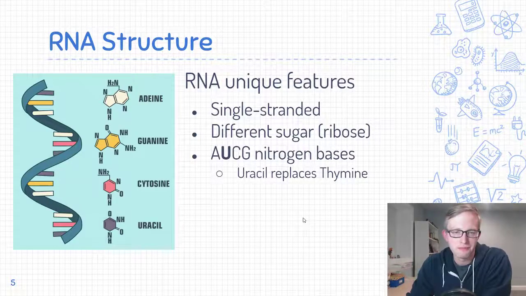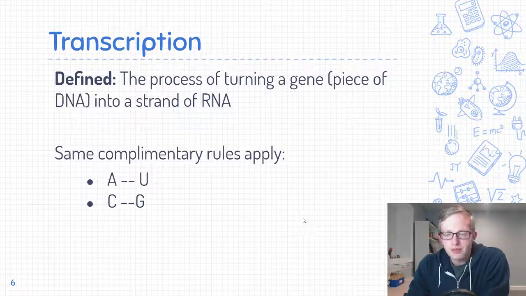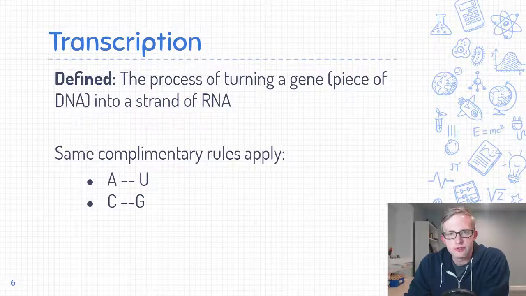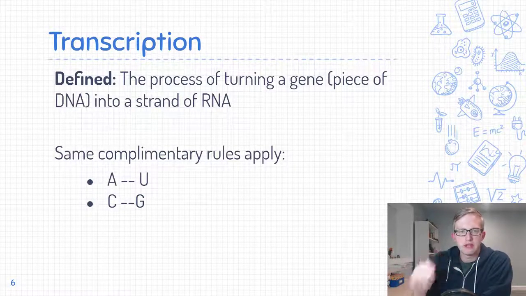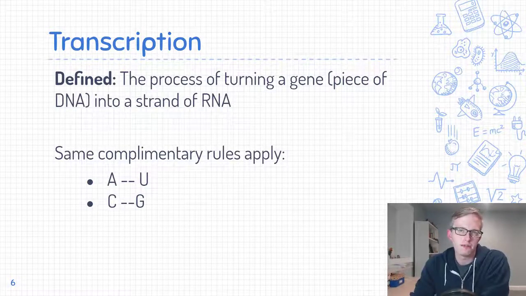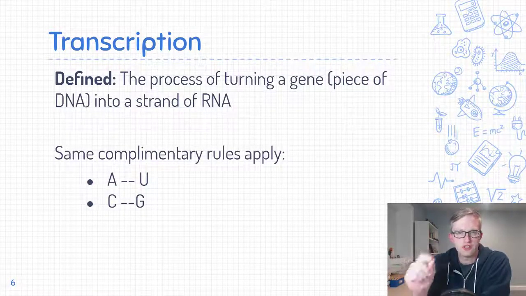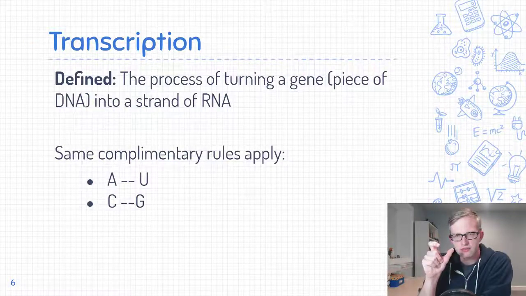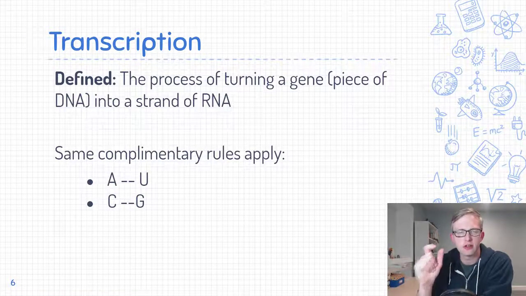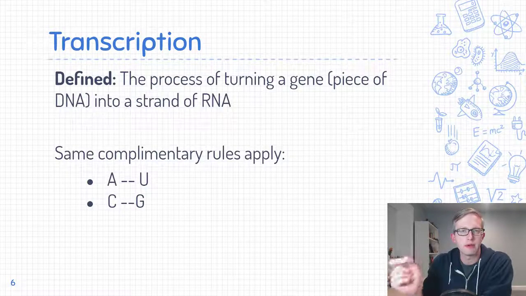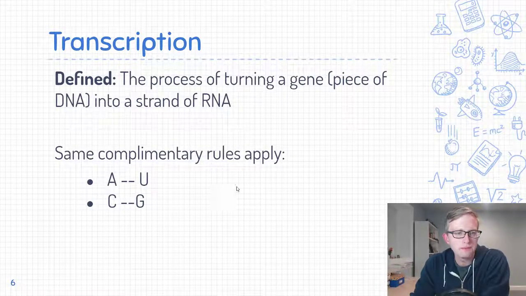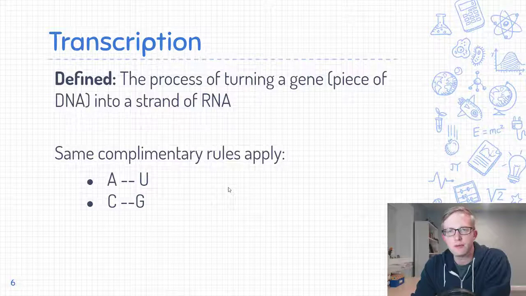So this is a process that's called transcription. That process of taking DNA and making a copy of it in the form of RNA. So you would be taking just a single gene, just the one little segment of the DNA that actually codes for what you want, and you're going to make a copy of it in the form of RNA. It has all the same complementary rules.